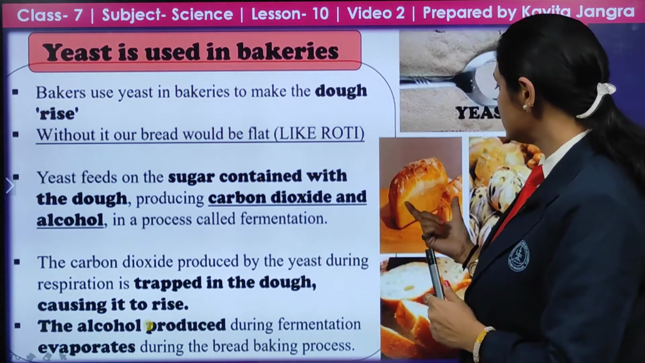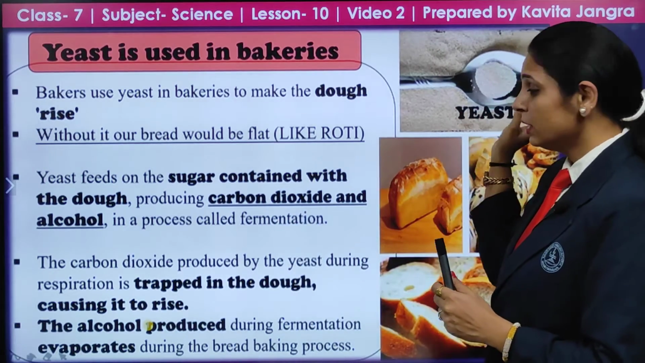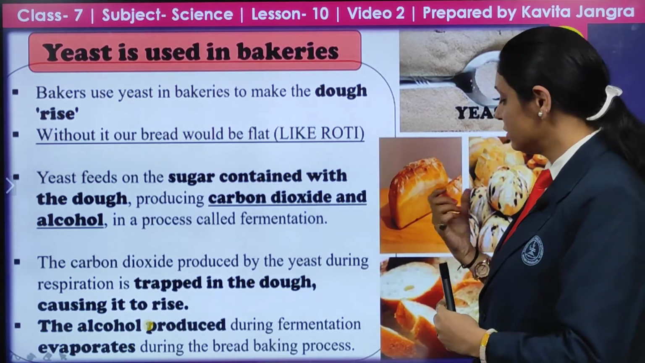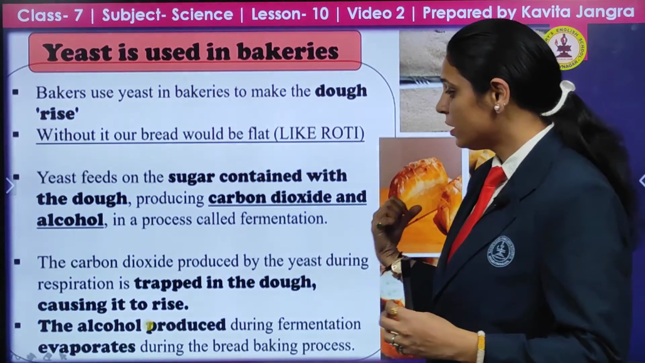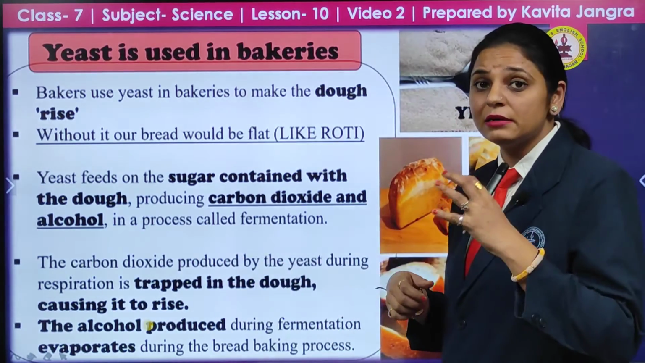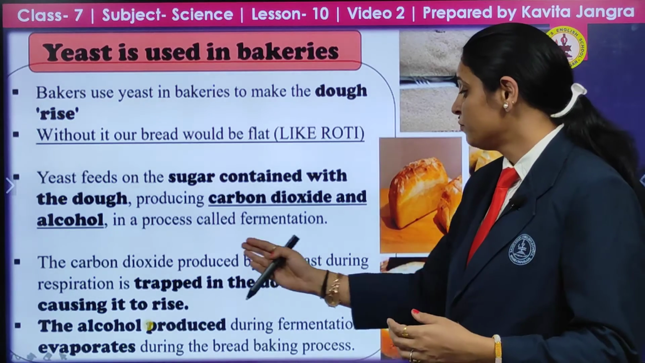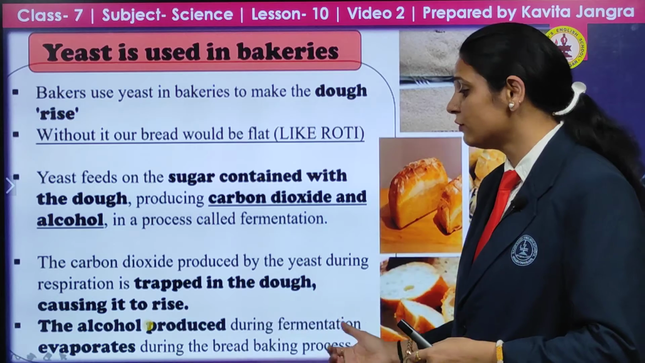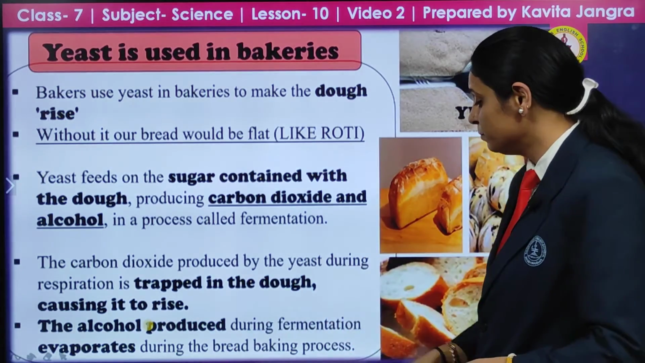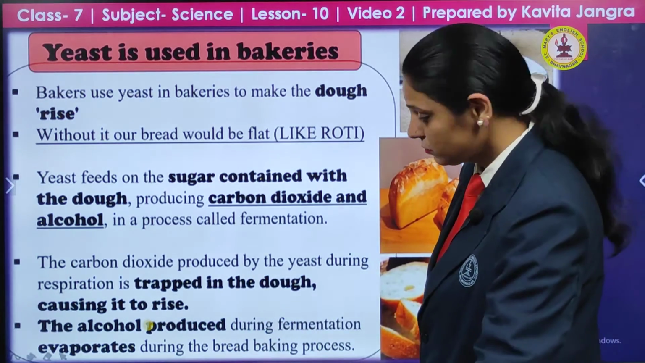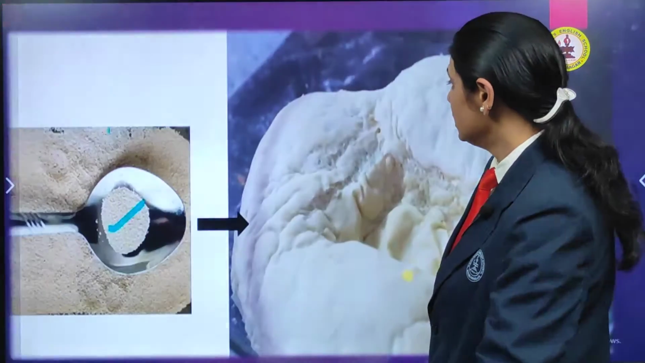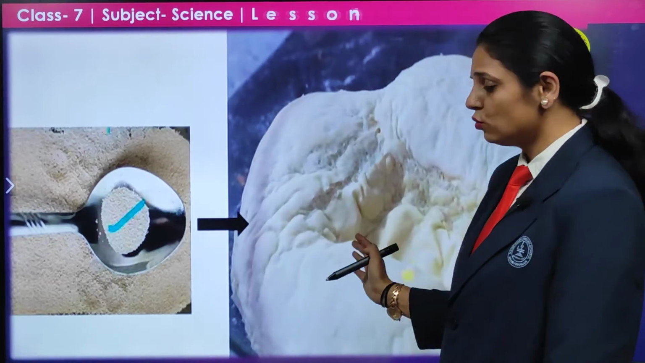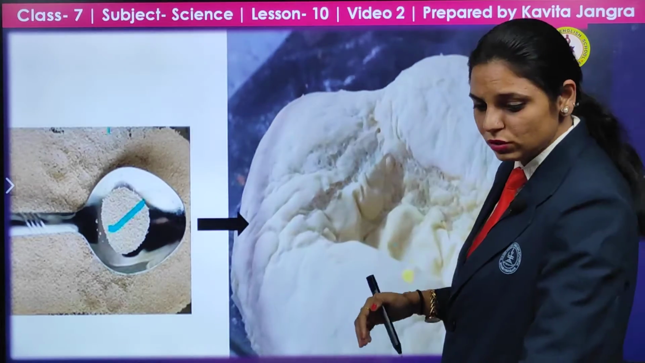So you can see in breads, the yeast is added to the dough and acts as a rising agent. That's why they are spongy and fluffy, because the carbon dioxide gas is released as the end product and is trapped in the dough, causing it to rise. The alcohol produced during fermentation evaporates during the baking process. Yes, you can see over here that this is the yeast, it is added to the dough, and it is making the dough rise.